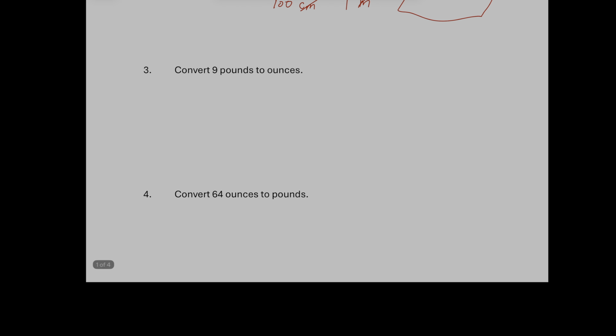Convert 9 pounds to ounces. Okay, 9 pounds, and I want to convert it to ounces. So I'm going to do an ounce and a pound thing. I know my pound's got to be down below and my ounce has to be on top. Why? Because I want that to happen.